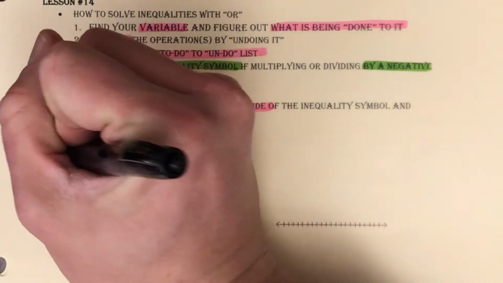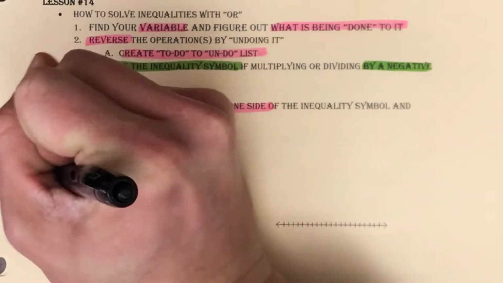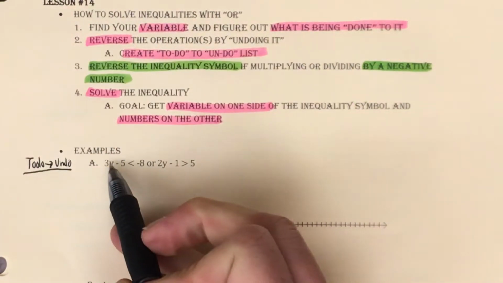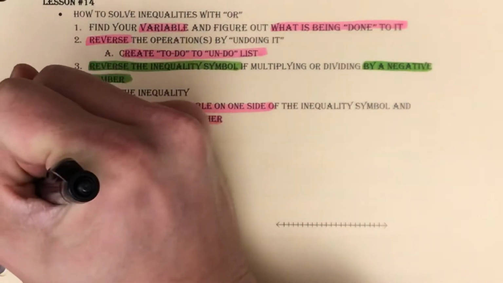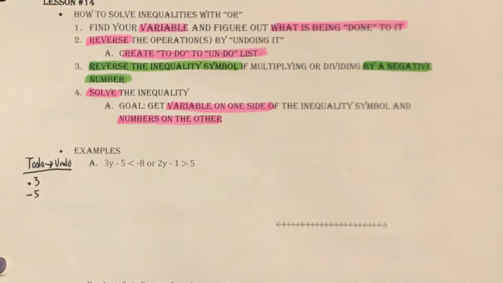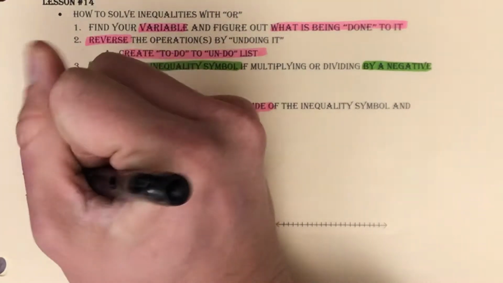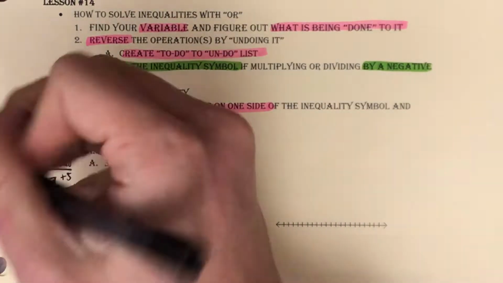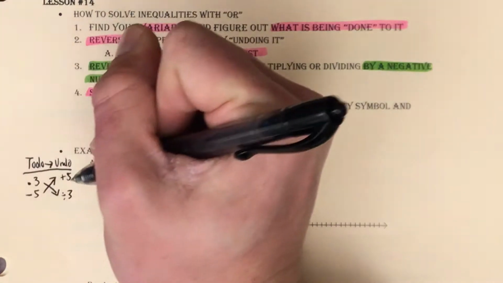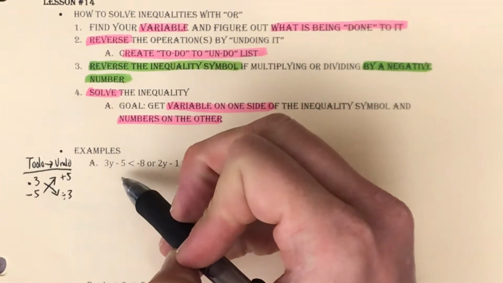So if I create my little to-do to undo list, I know that they are first multiplying by 3 because that's the closest thing. Then they are subtracting 5. That's what they were doing. So I need to do the inverse operation in reverse order to solve it. Instead of subtracting 5, I'm going to add 5. And instead of multiplying by 3, I'm going to divide by 3. So there are my two steps to solve this half of the compound inequality.